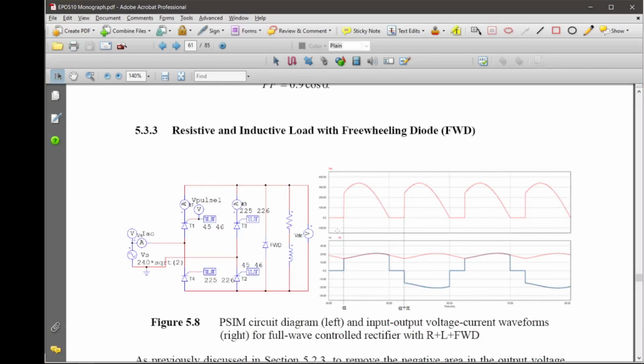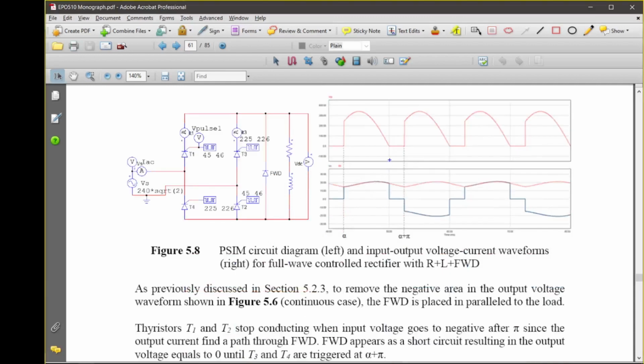And next, just simply resistive inductive load with freewheeling diode. Similar explanation. We want to remove the negative area here. Okay, so we place the freewheeling diode. So during the negative half cycle, the current flows into that, so the output voltage becomes short circuit. So that's why we have voltage of 0.